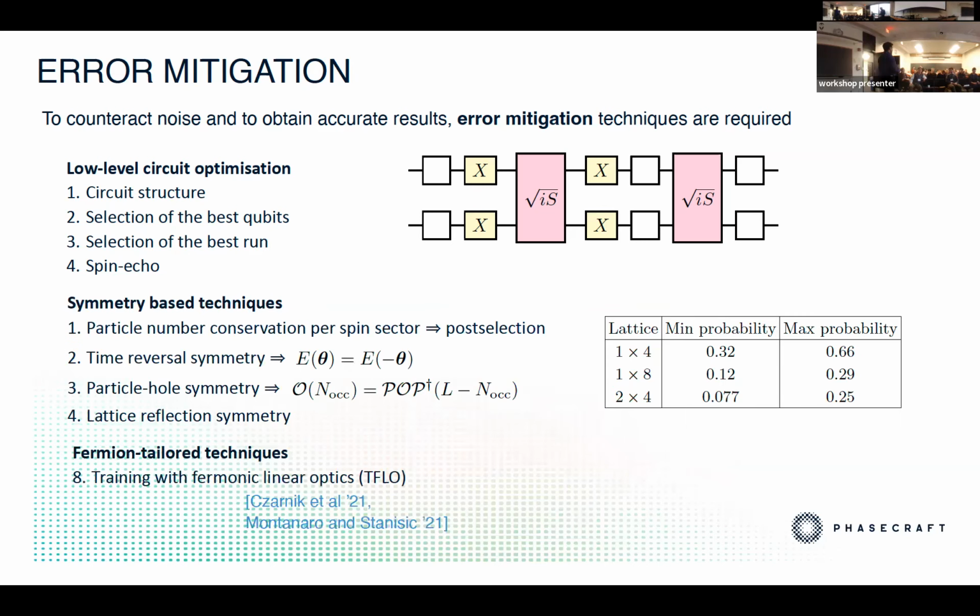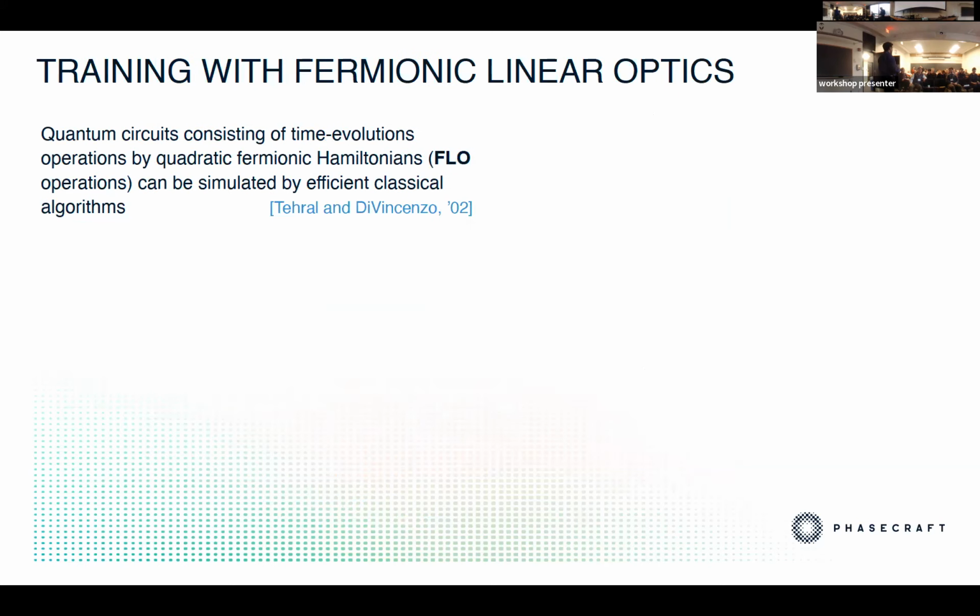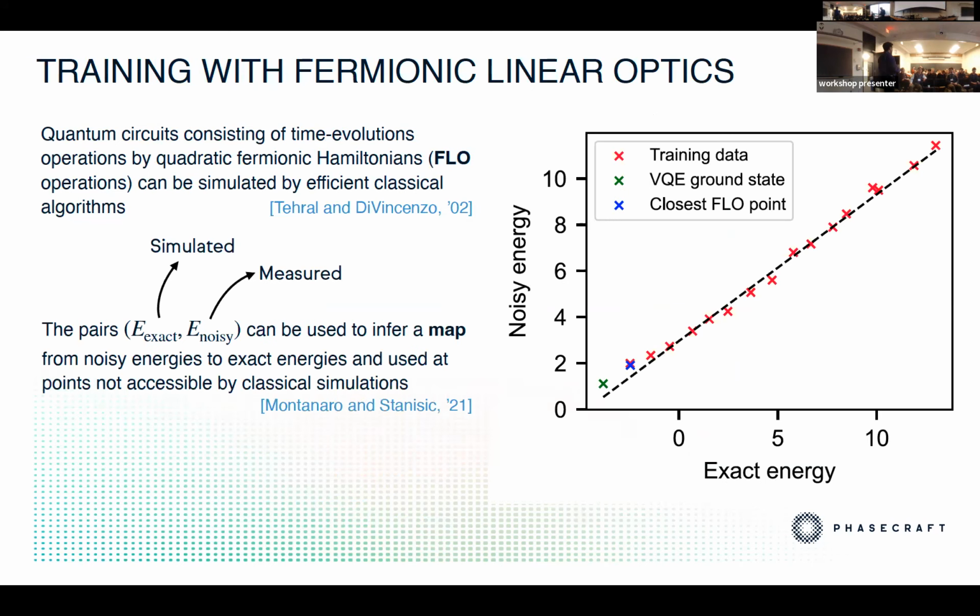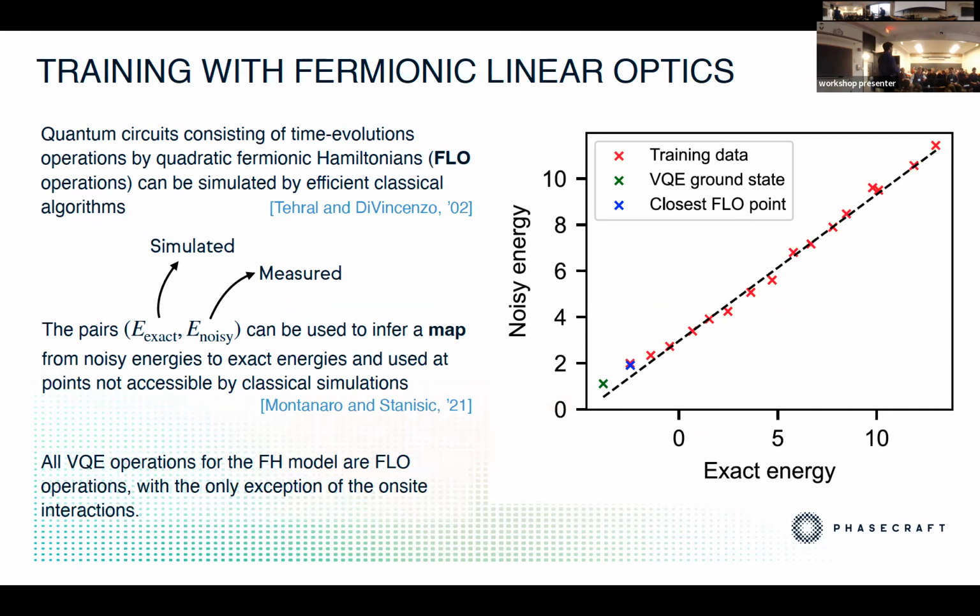Very simple. But I would just want to comment on the very powerful technique we use, training fermionic linear optics, which essentially is based on the fact that quadratic systems can be simulated in an efficient way classically. So for any kind of circuit, we can create pairs of exact energies and noisy energies measured from a real device, and we can create a map, which in many cases is a very simple linear map. Since in our Fermi-Hubbard model many of the terms in the Hamiltonian are quadratic, with the only exception of the on-site interactions, we can apply this map to correct for noisy energies, even beyond the regime of validity of this map, just by using this kind of linear regression technique.